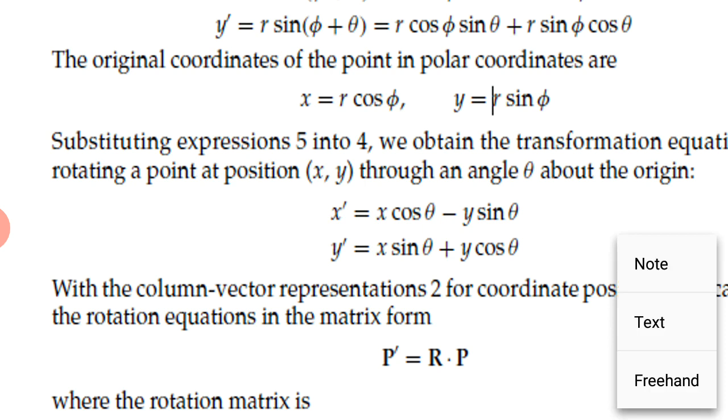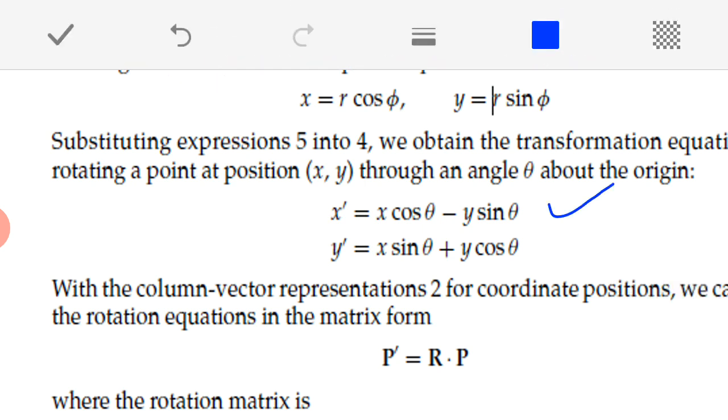Now, my x' is given by x cos θ minus y sin θ, and y' is given by x sin θ plus y cos θ. So, this is the equation for the new position x', y'. Is it clear? Where I am moving from point P(x, y) to the new position (x', y'), it means I am rotating.